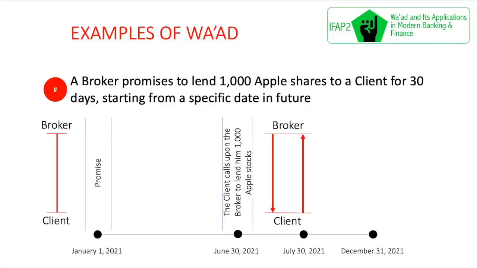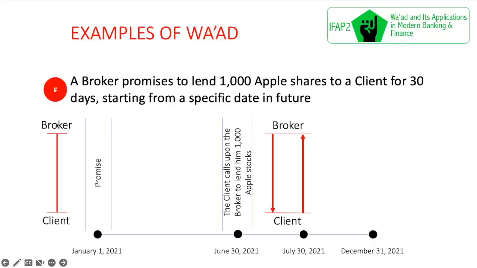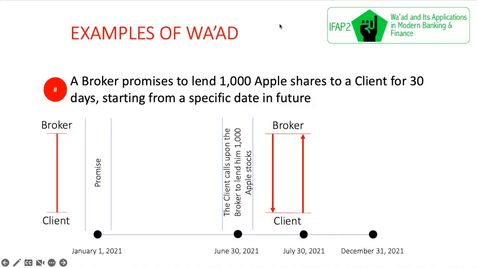The second example, a broker promises to lend 1,000 Apple shares to a client for 30 days, starting from a specific date in future. For example, the broker says that on June the 30th or from June the 30th, if you come to me and call upon the promise given by me, I would lend you 1,000 Apple shares for a period of 1 month, 30 days. This promise is given by the broker on January the 1st. So the broker promises to lend 1,000 Apple stocks to the client on a future date. If that future date is June the 30th, and the market conditions are such that the customer is interested in having access to 1,000 Apple stocks, the customer would call upon the broker to lend him 1,000 Apple stocks.